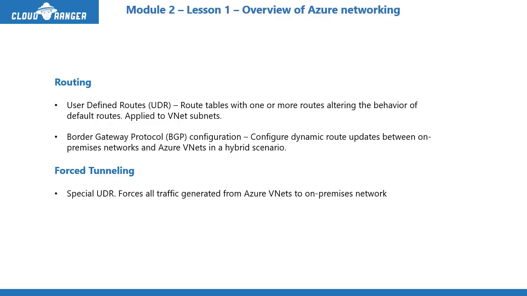That's what forced tunneling will do. That hey, any traffic on my cloud network has to go through my on-premises network. So there are business cases or use cases for that as well. And the term in Azure that's used is forced tunneling. Like you're forcing it to tunnel through to your on-premises network.